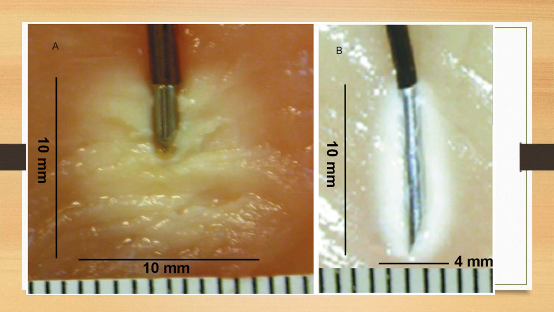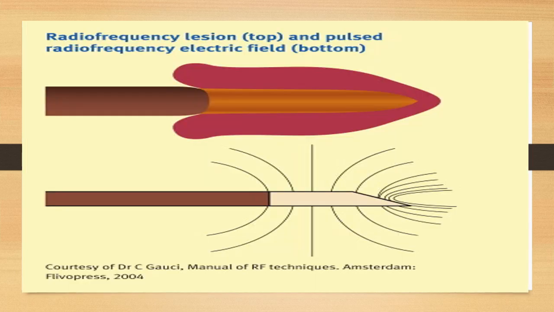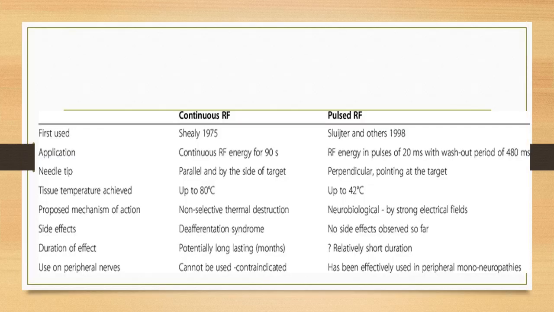You can see the lesion size. This is the cool RFA lesion. This is a conventional RFA lesion, where the lesion is along the shaft. One thing I want to tell you is the difference between conventional and pulse radio frequency. In pulse radio frequency ablation, the lesion is beyond the tip, so the tip should be perpendicular, while in conventional the lesion is along the shaft, so the needle should be parallel to the nerve. In cool radio frequency, it is angle independent.